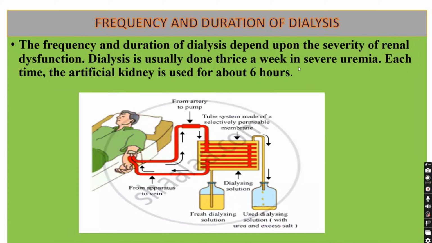In this way, the dialyzing solution is placed here and mixes, and then the used dialyzing solution, carrying urea and excess salts, is drained out. The freshly dialyzed blood then returns through the vein and enters the body. So this is the overall diagrammatic representation of the artificial kidney.